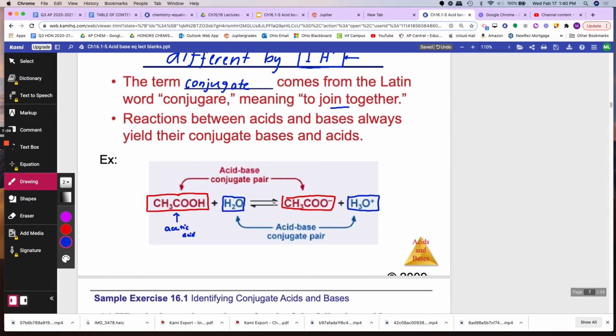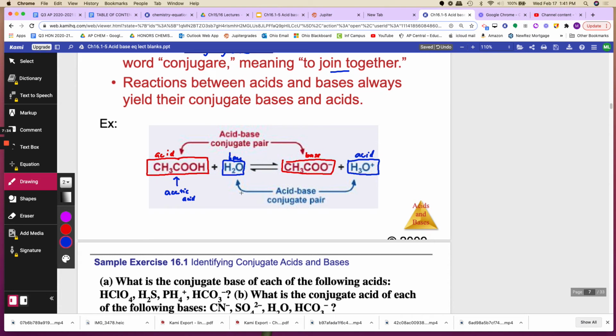Okay? Now, in a conjugate acid-base pair, one will be the acid and one will be the base. So in this case, whichever has the H+ is the conjugate acid, and the one that's missing the H+ is called the conjugate base. Okay? So in this pair right here, which one is the conjugate acid and which one's the conjugate base? You're right, this is the conjugate acid, and this is the conjugate base. In the pairs, one is always the acid and one is always the base.